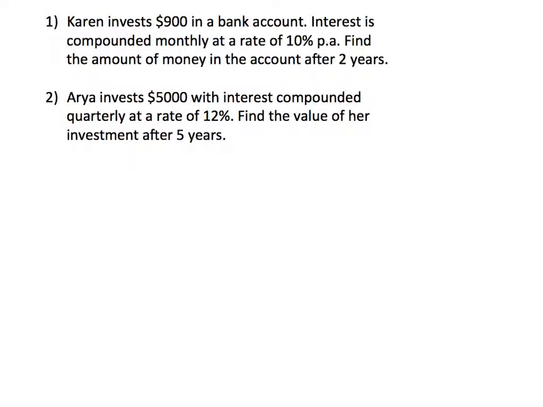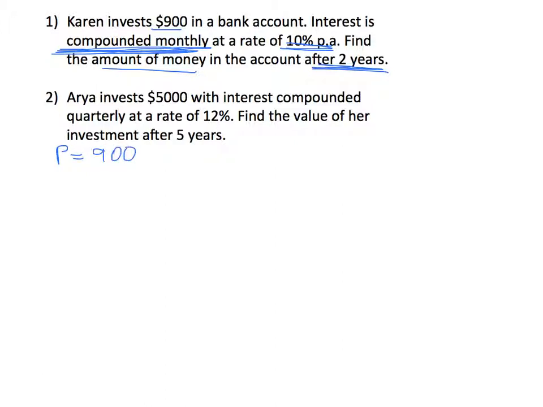Okay, let's have a look at some examples. In this first example, Karen invests $900 in a bank account. Interest is compounded monthly. It's really important that you underline keywords like this. At a rate of 10% per annum. Find the amount of money in the account after 2 years. Okay, so P equals $900.